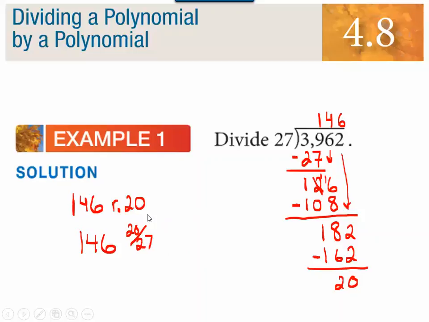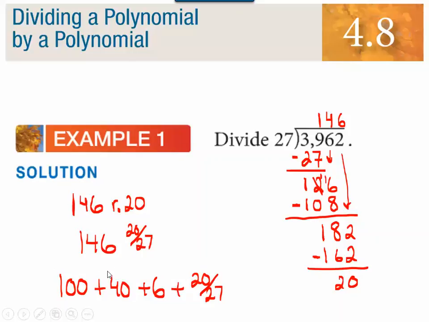Okay, but tell me if you guys agree. 146 and 20/27. Is this the same answer? Can I write the answer like this as well? Will this still be okay? Looks funny. Yeah, I'm writing it just in terms of individualized units, right? There's 1 hundred, and there's 4 tens, and there's 6 units, and then there's 20 remainders. Okay.